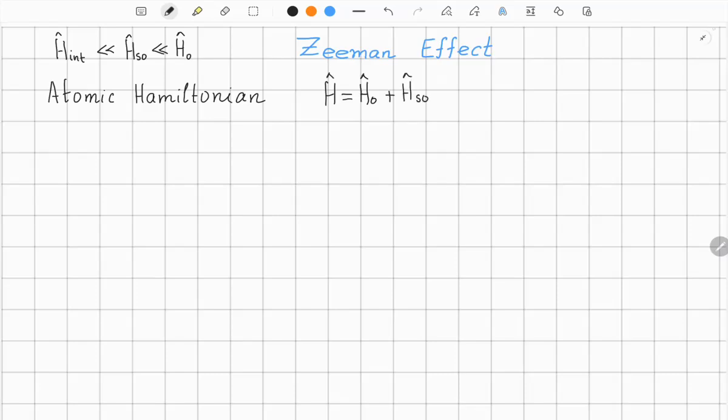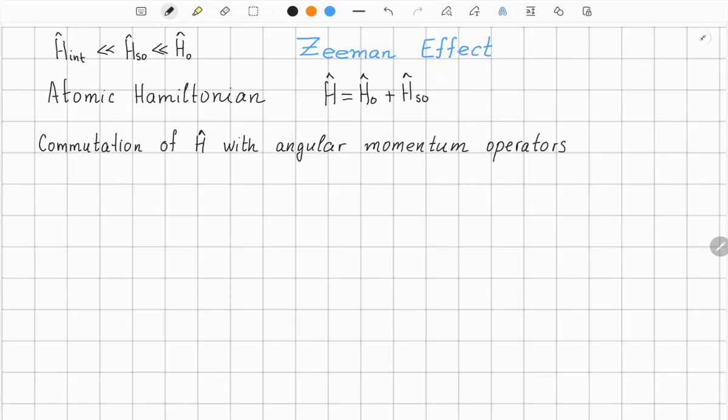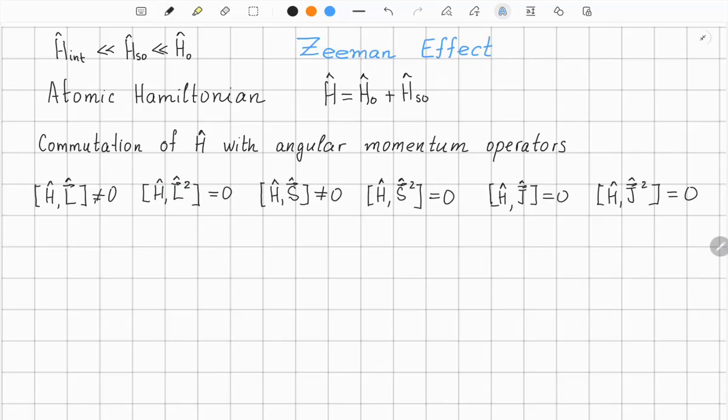We will analyze the eigenstates of H in a way similar to our analysis of H0 above. To begin with, we will examine the commutation relations of H with the angular momentum operators. After performing a straightforward calculation, we arrive at the following result. Unlike H0, the Hamiltonian H does not commute with the components of L and S. However, it does commute with J and J squared.